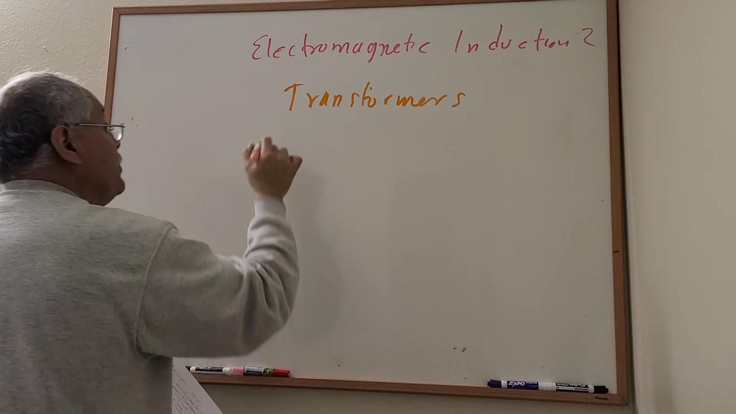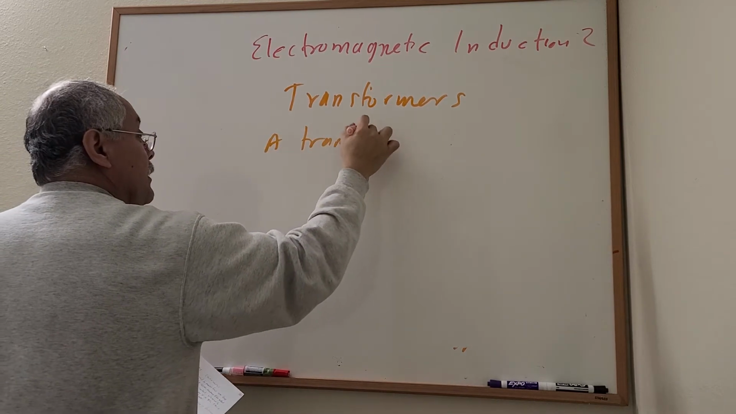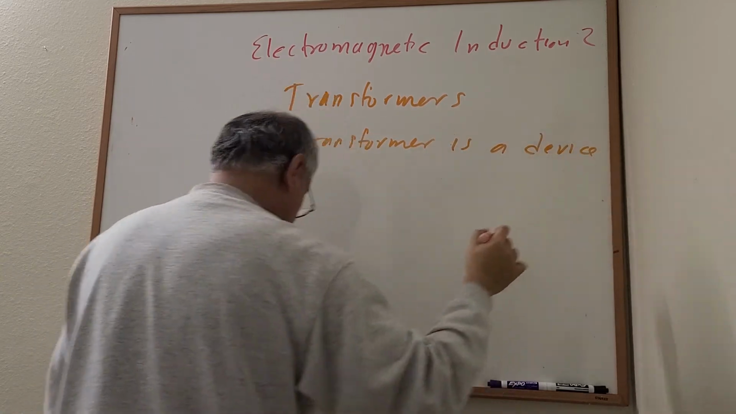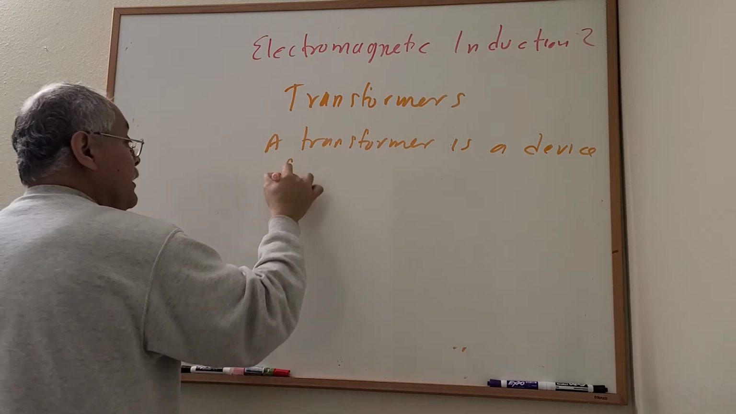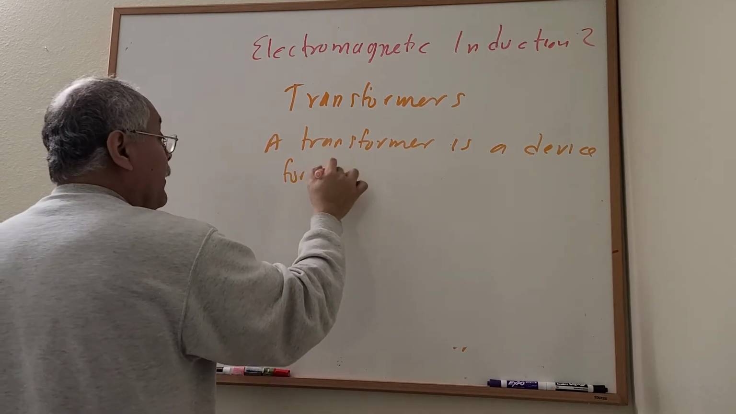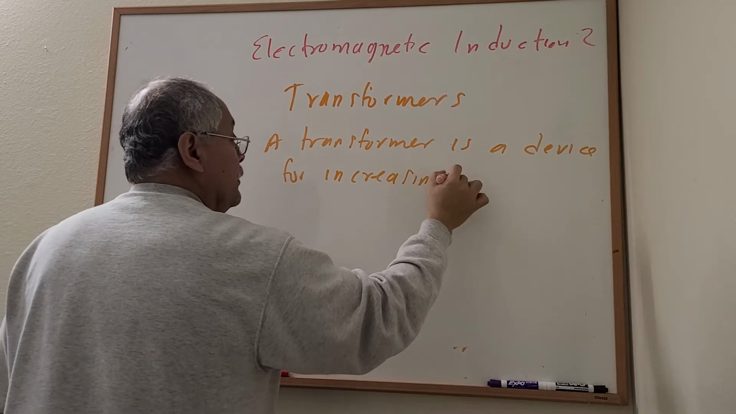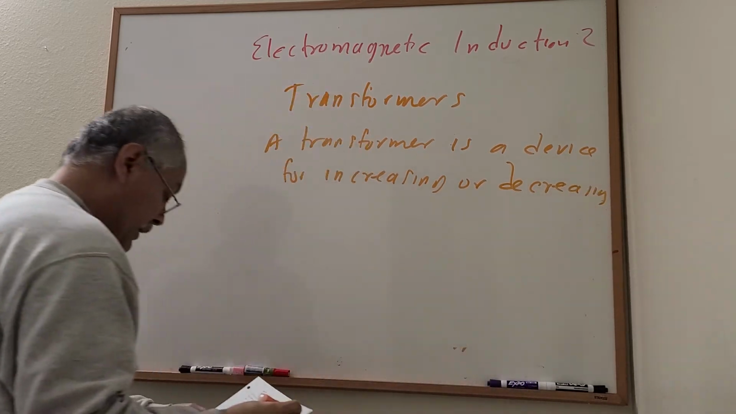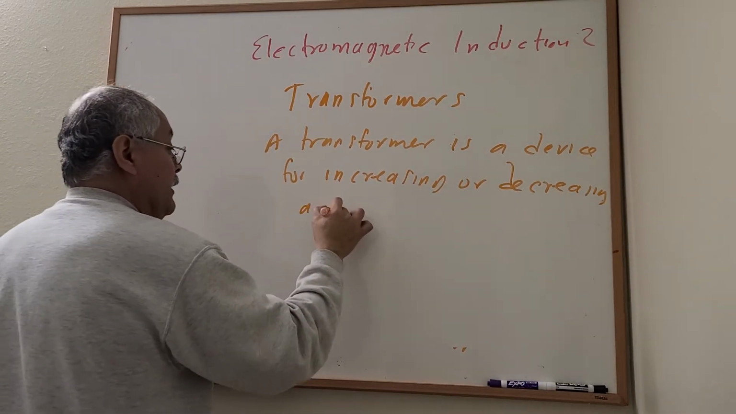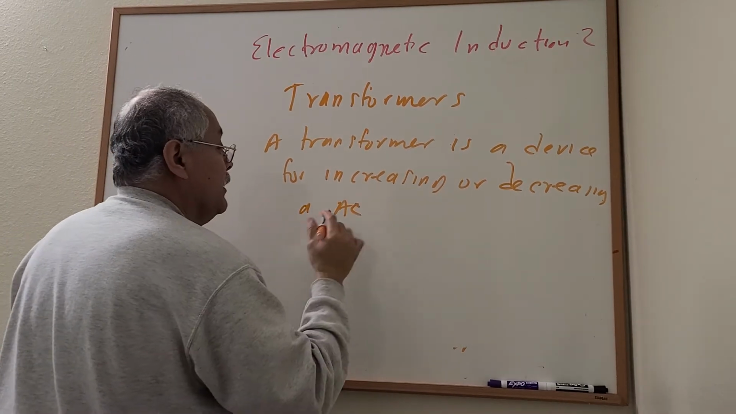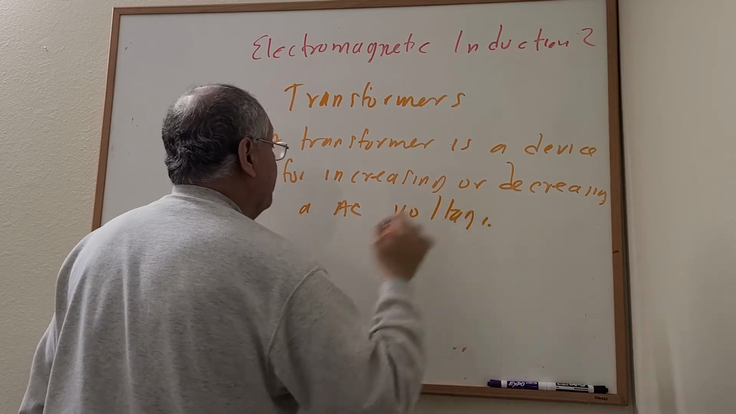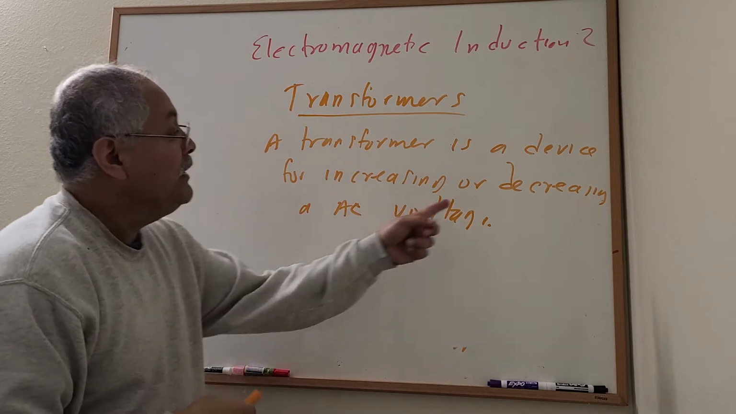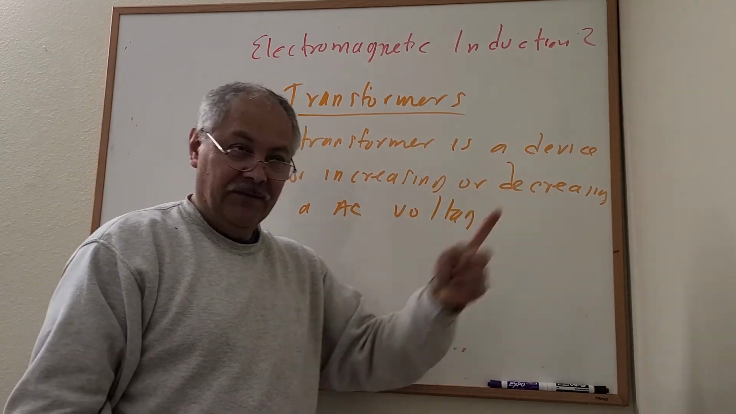Transformers. A transformer is a device used for increasing or decreasing an AC, alternating current, voltage. And we have two types of transformers again, one that increases and one that decreases the voltage.